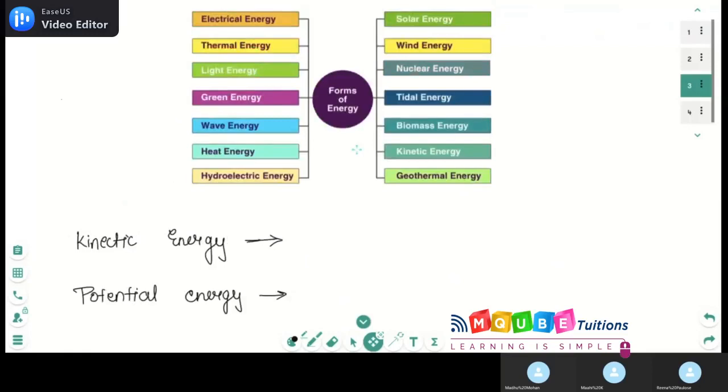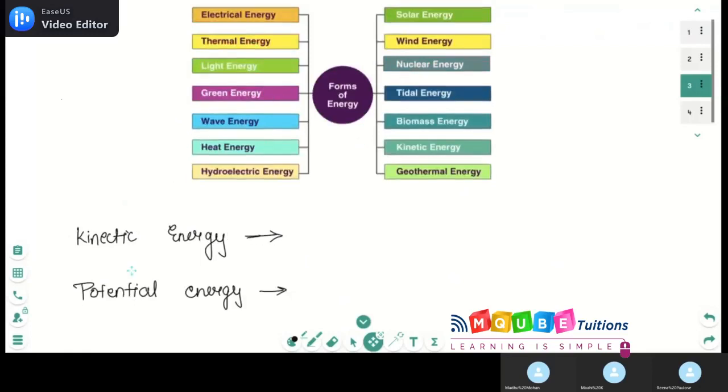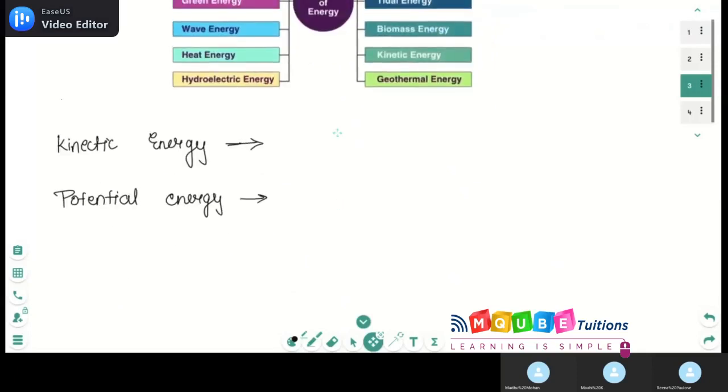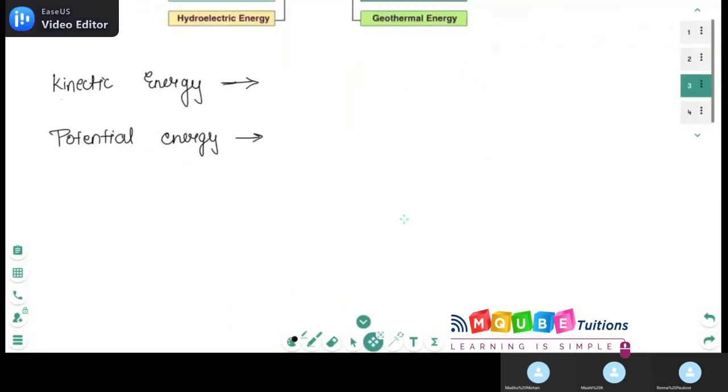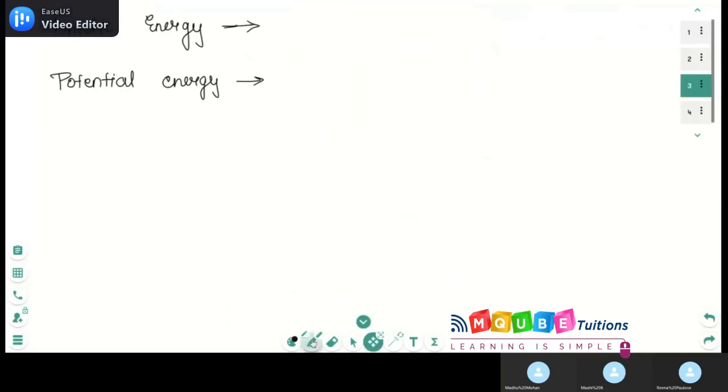So a few of them can come under the kinetic energy and the other few of them can come under the potential energy. That is how it is basically. When you're dealing with each of them, you will understand what kind of energy it is. It can be classified as either potential or kinetic. Are you understanding? Now let us see what exactly kinetic energy is.